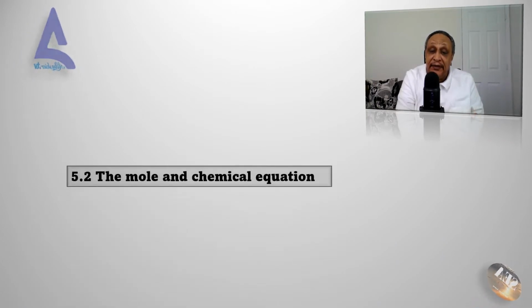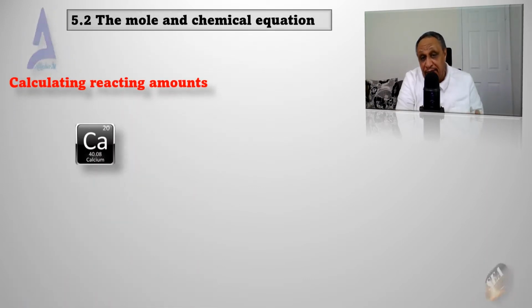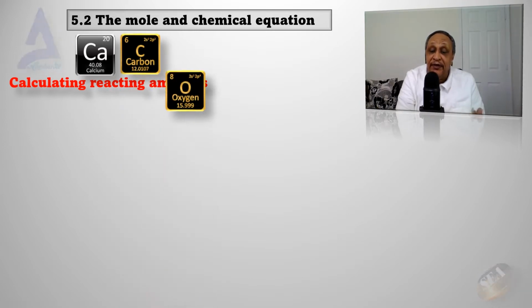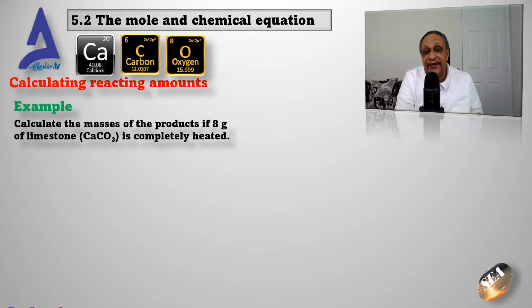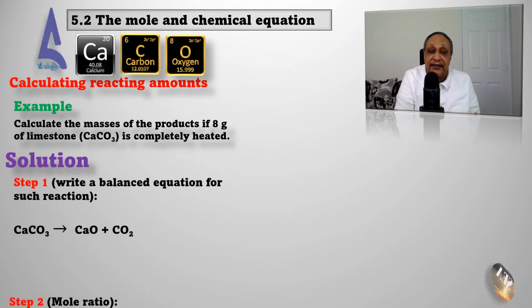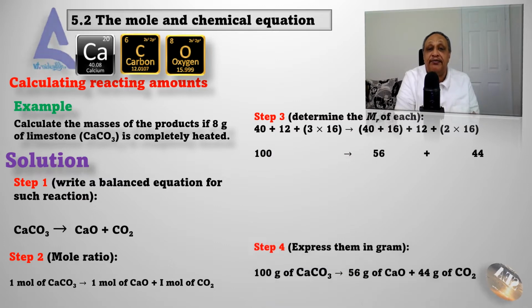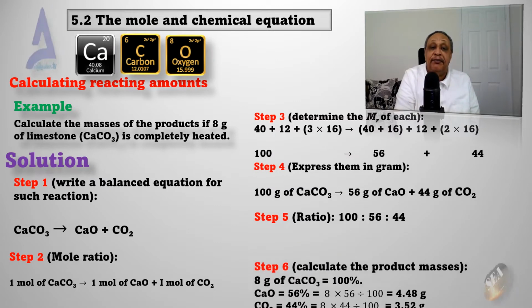Now, let us use the previous example in order to determine the masses of some of the components, or all of them. So how can we do that, and how can we use the previous information from the last example to do that? Our example says: calculate the masses of the products if 8 grams of limestone, which is calcium carbonate, is completely heated. When we say completely heated, that means it is completely burned.